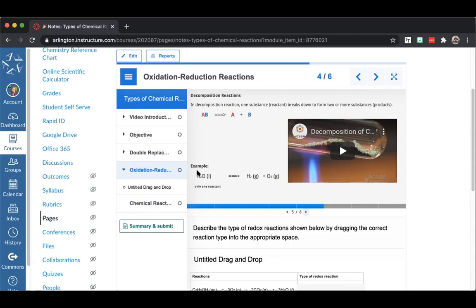Okay. So here it's the backwards of the one we just saw. I'm taking liquid water and I can actually do what's called electrolysis.